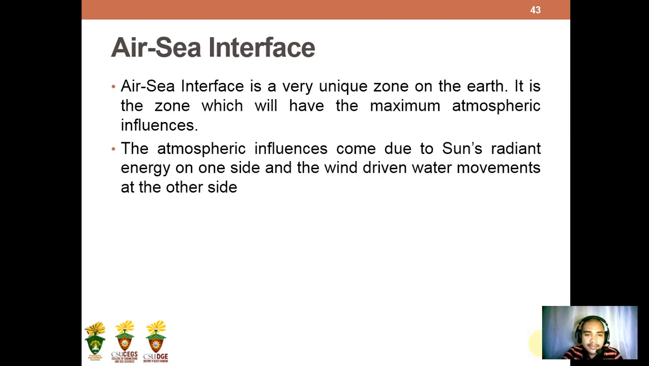Next thing that we need to discuss is the air-sea interface. So this air-sea interface is a very unique zone on Earth. It is the zone which has the maximum atmospheric influences. These atmospheric influences come due to the sun's radiant energy on one side and the wind-driven water movements on the other side.